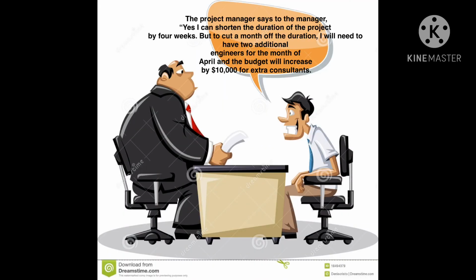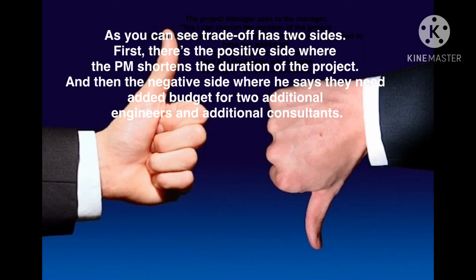The project manager says, yes, I can shorten the duration of the project by 4 weeks. To cut a month off the duration, I will need to have 2 additional engineers for the month of April and the budget will increase by $10,000 for extra consultants. As you can see, trade-off has 2 sides. First, there's the positive side where the project manager shortens the duration of the project. And then, the negative side where he says they need added budget for 2 additional engineers and additional consultants.